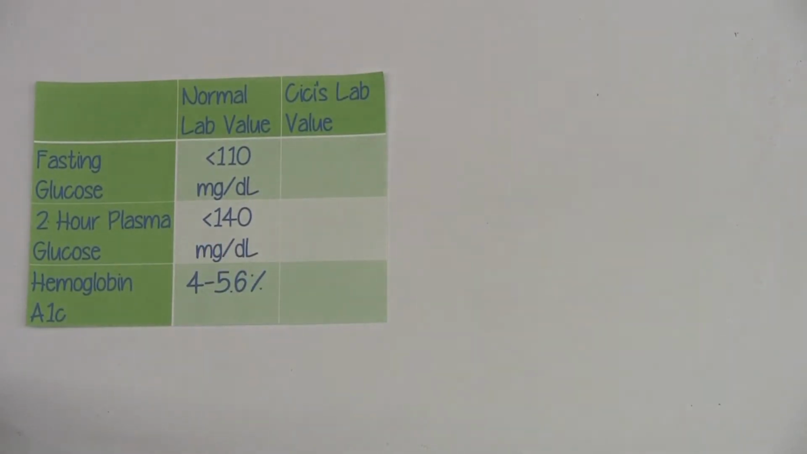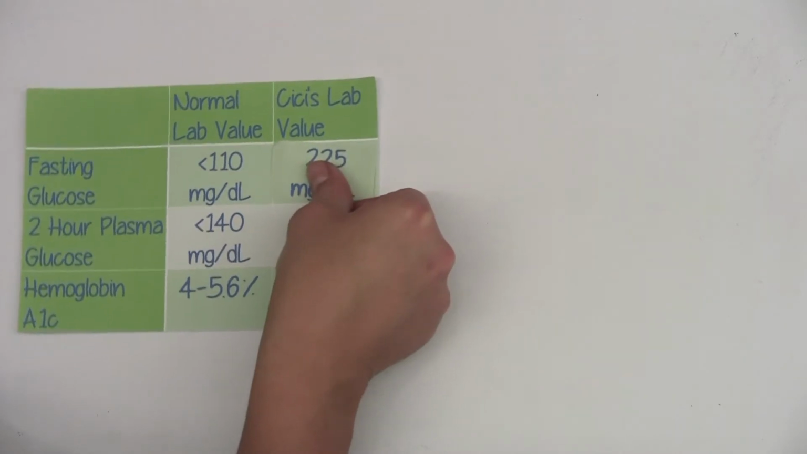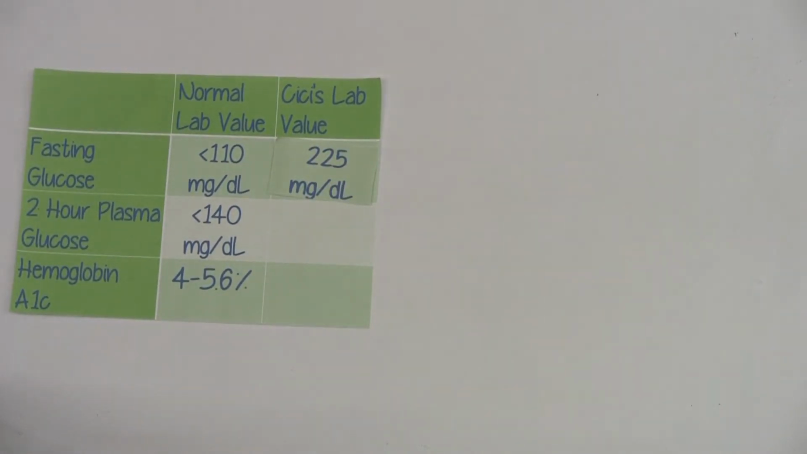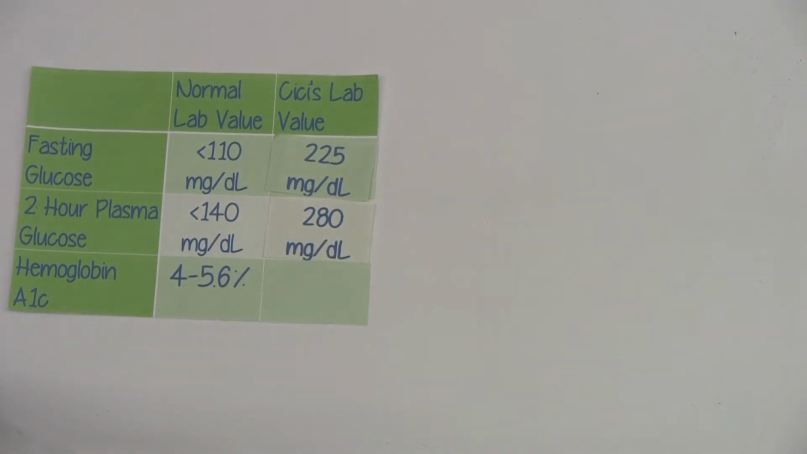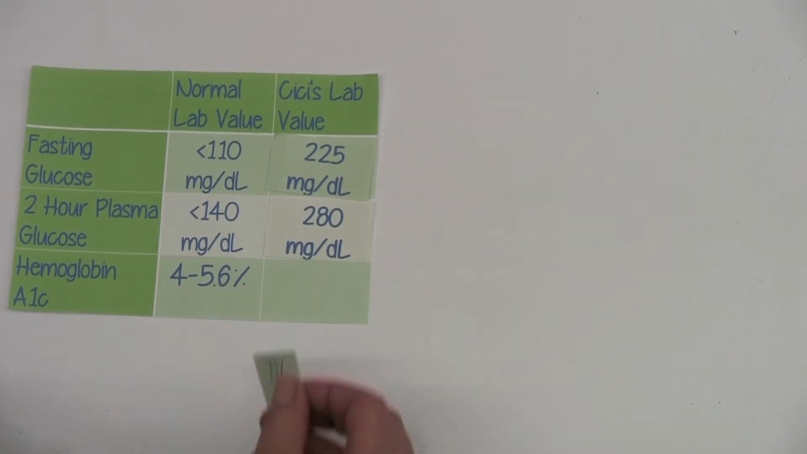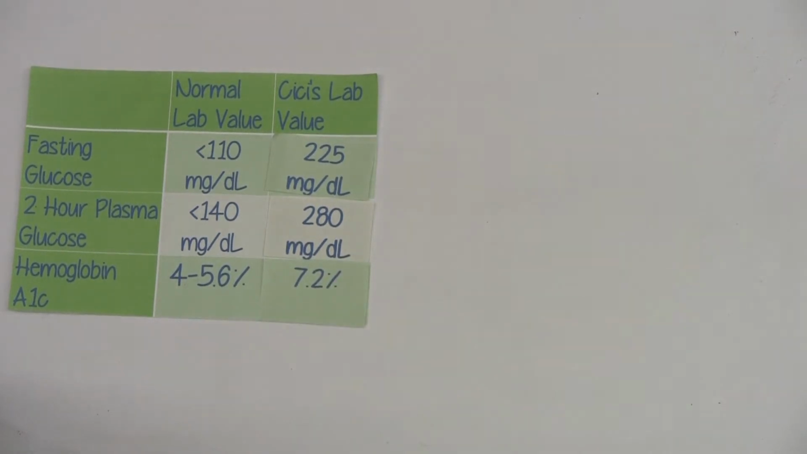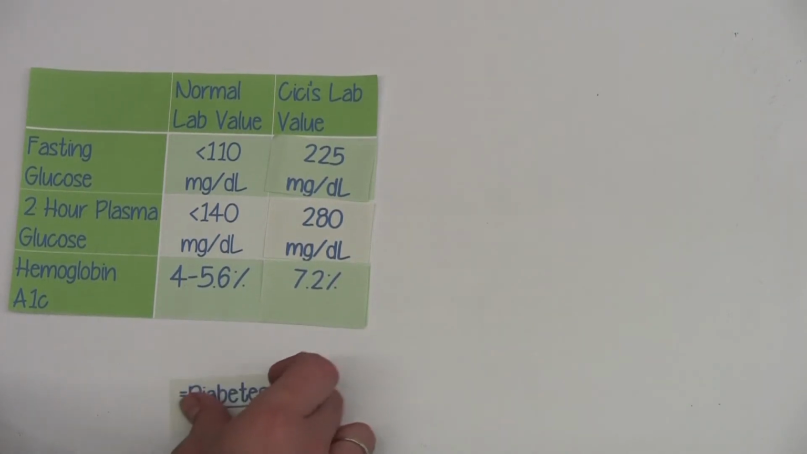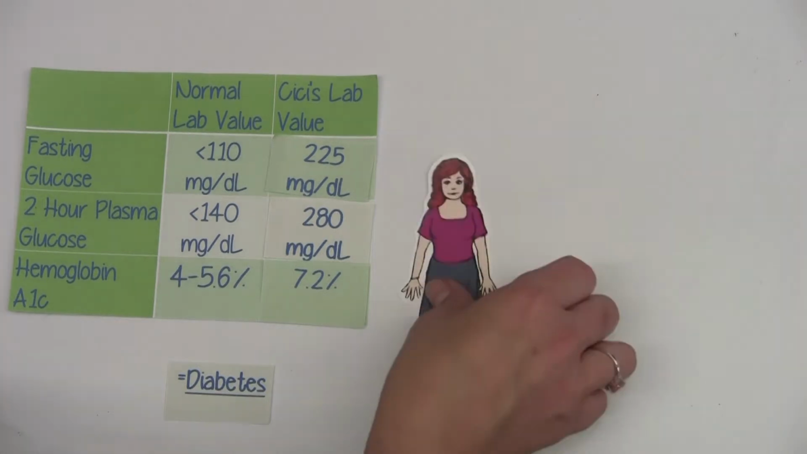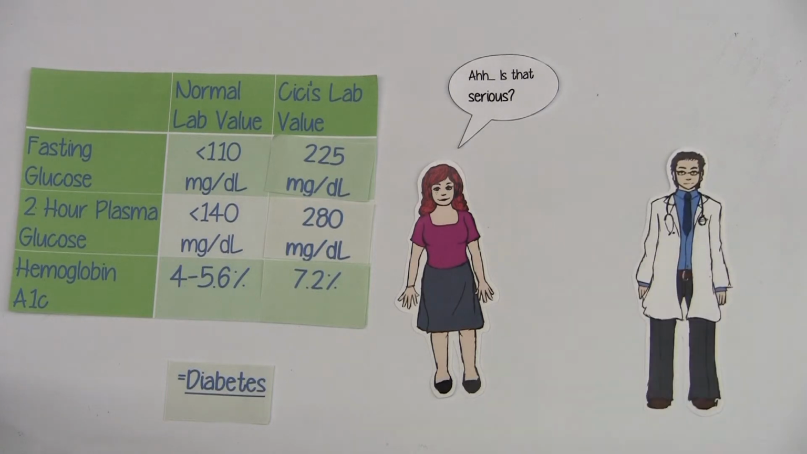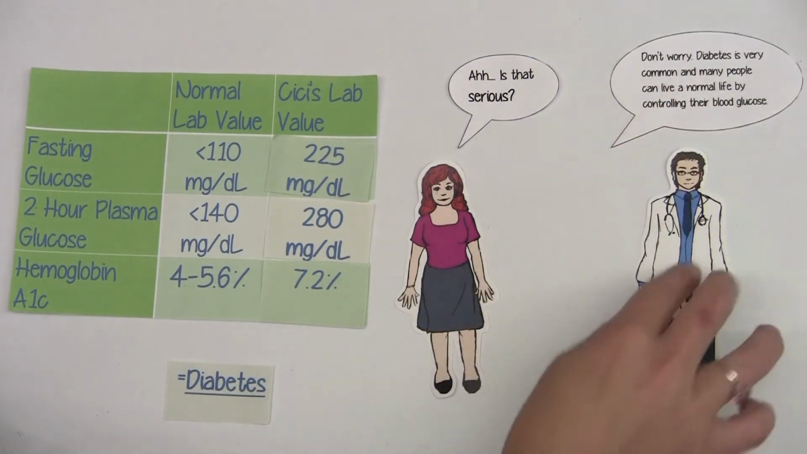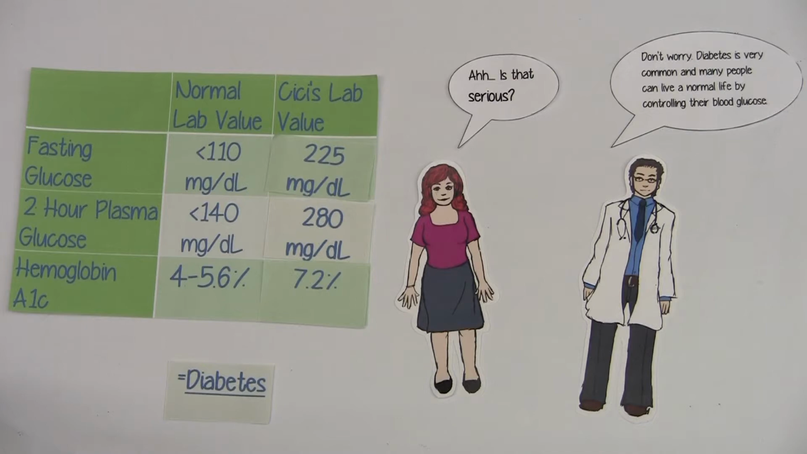Well, Cici, after running some tests, here are your results. Your fasting glucose level is 225 milligrams per deciliter. Your 2-hour plasma glucose level is 280 milligrams per deciliter, and your hemoglobin A1C is 7.2%. The lab work confirms you have type 2 diabetes. Oh no, is that serious? Don't worry. Diabetes is very common, and many people can live a normal life by controlling their blood glucose level. Let me tell you what's going on in your body.